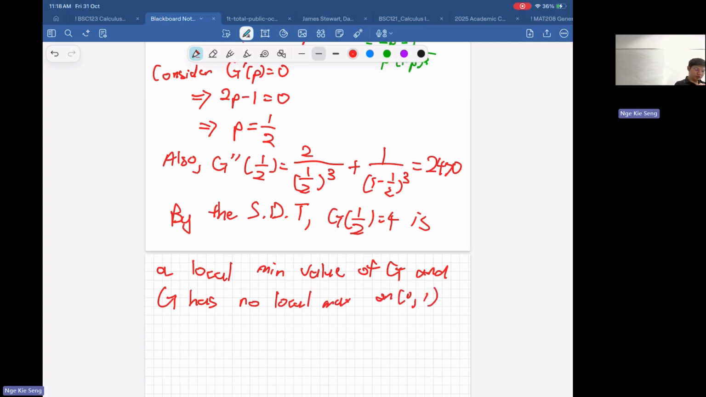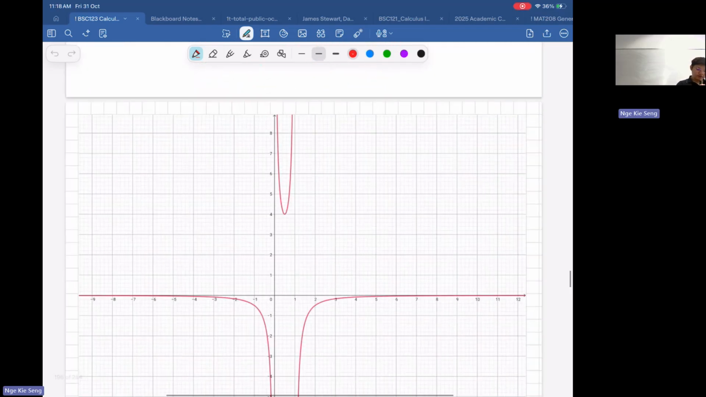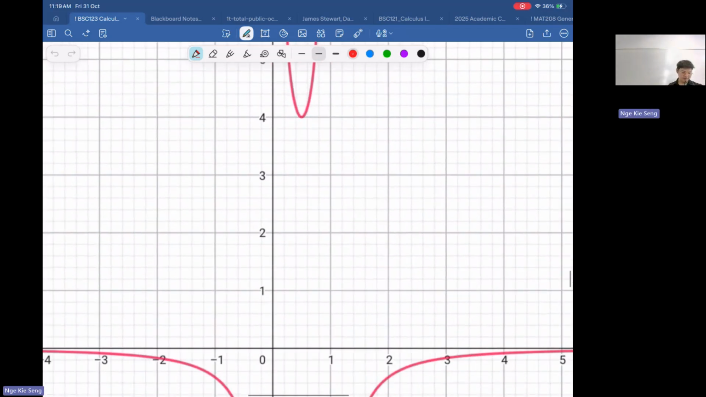I plotted this graph as well. It looks like this. Can you see a local max? Local min, sorry, the local min is at half. Here is half. This point is p equals half.